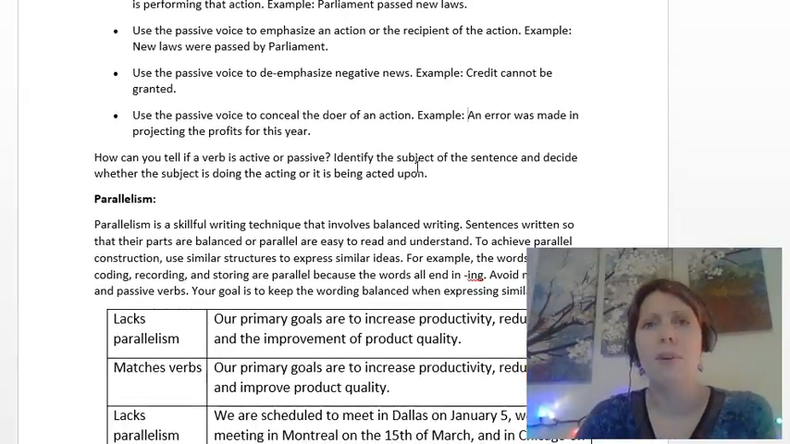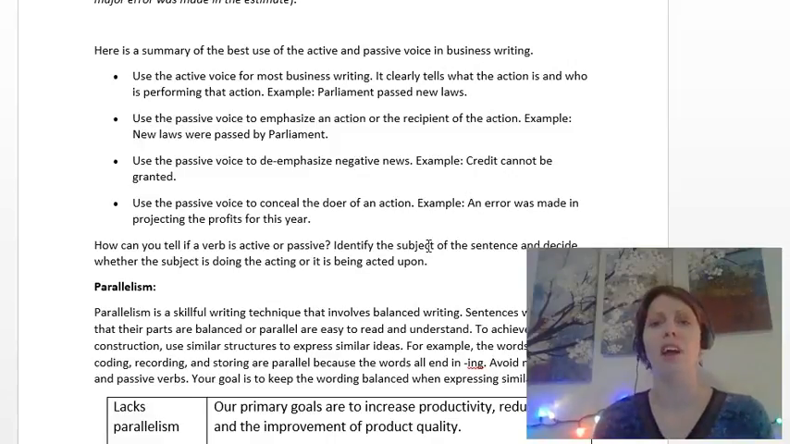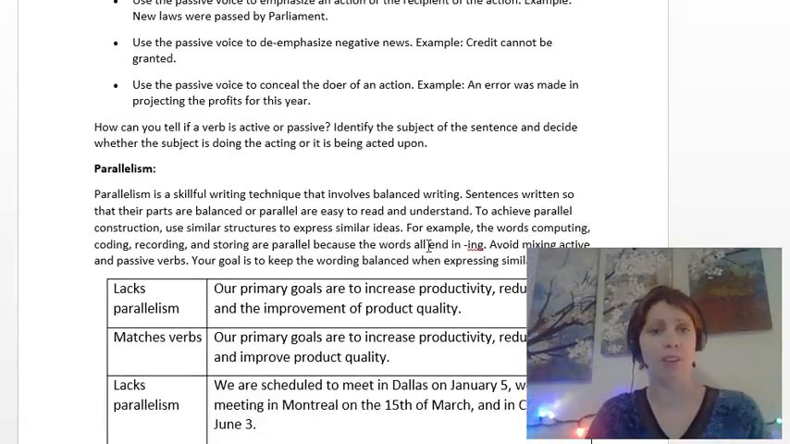So how can you tell when you're working with these words and writing your sentences in your paragraphs? How can you tell when to use an active versus a passive verb? Well, first you need to identify the subject of the sentence and decide whether this subject is doing the action or being acted upon. Then you might want to consider where the emphasis should lie. Is it on the action? Is it on the person or on the result? And is it negative? And do you want people to know who did the action or just what the result was?